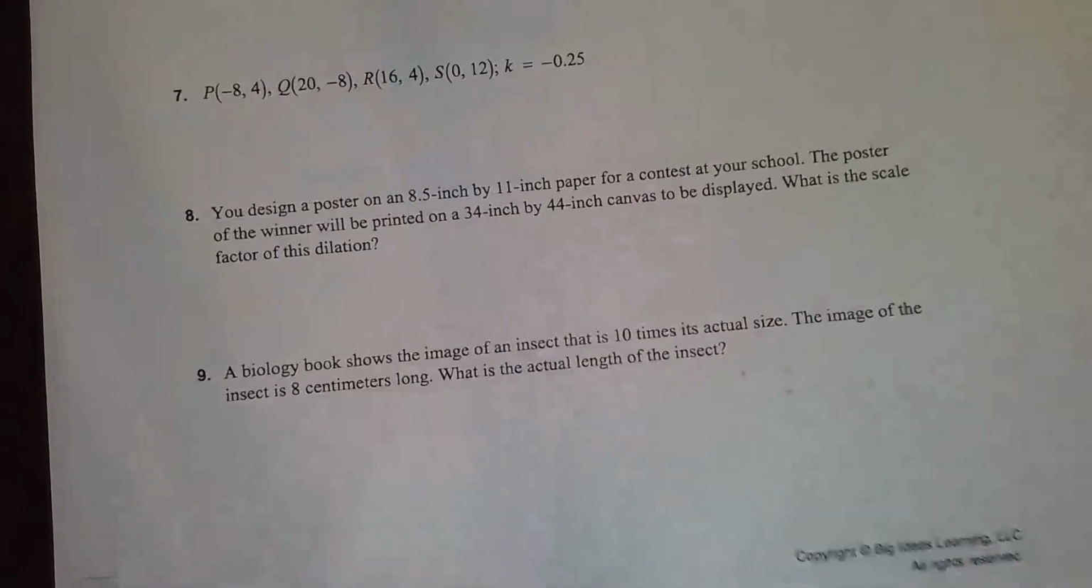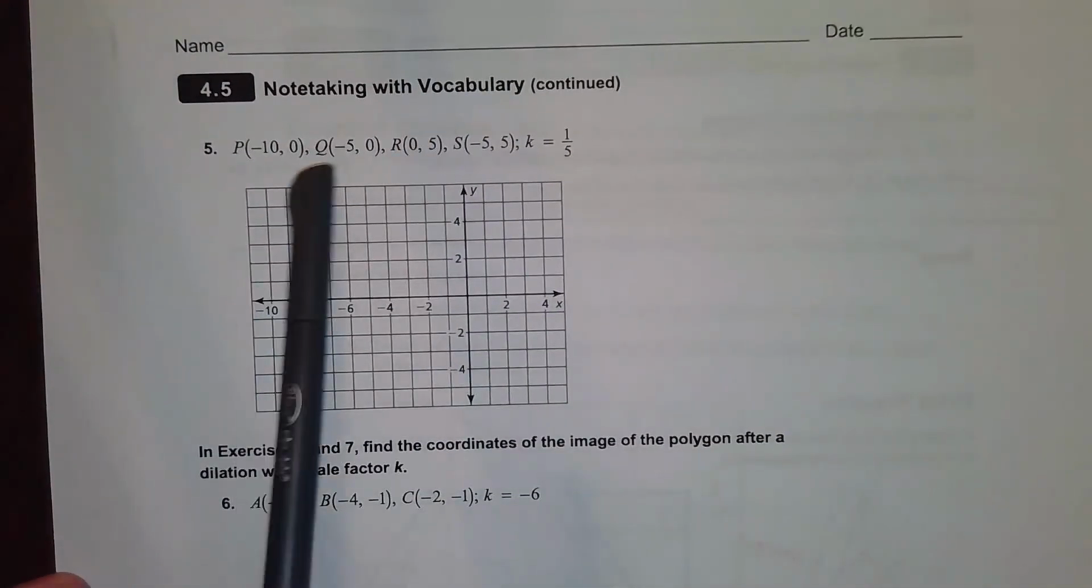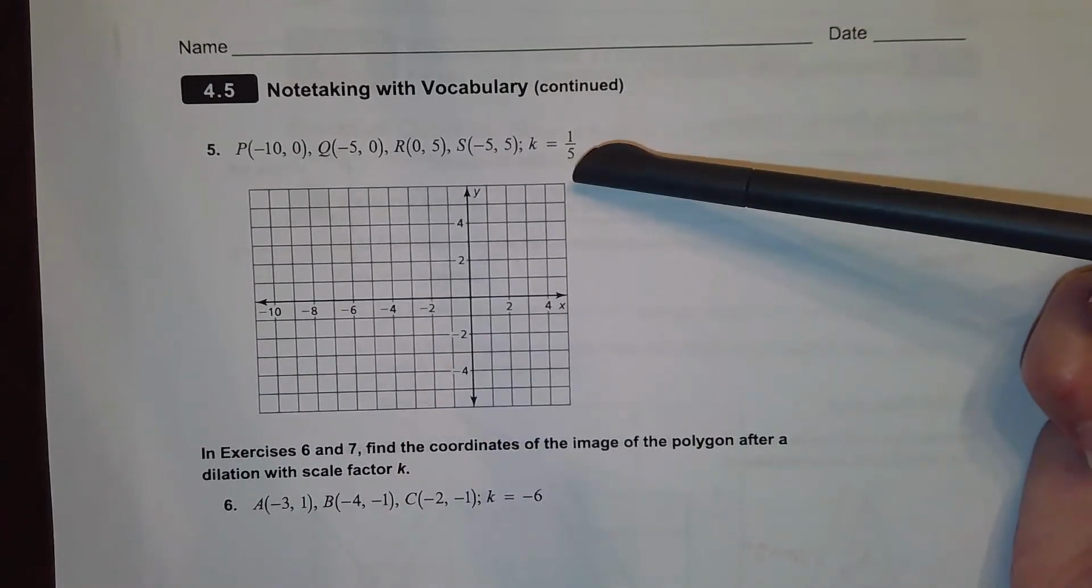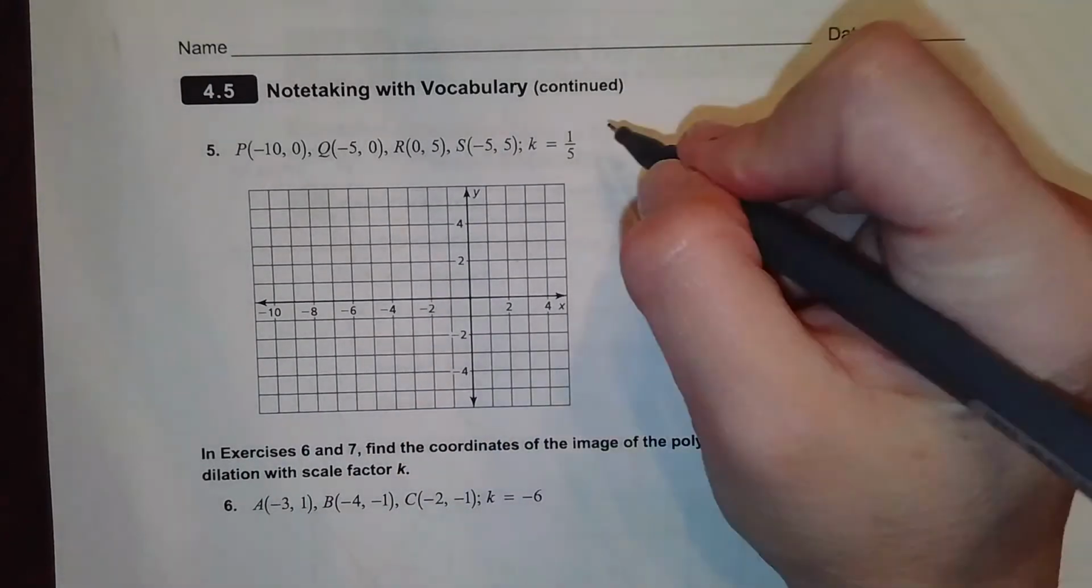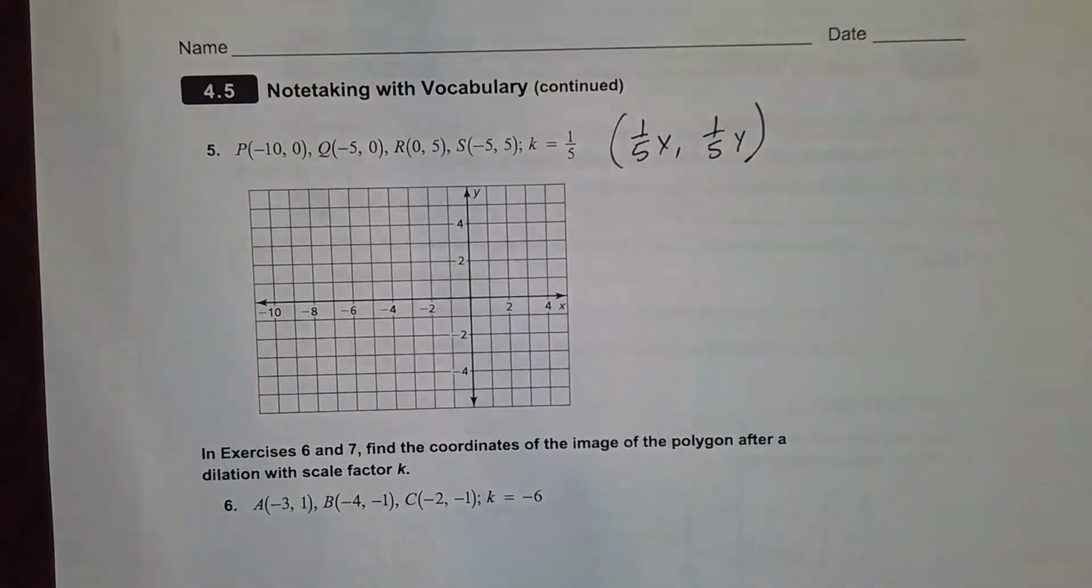What I would like you to do is on the next page. Again, I went through number 4. Number 5 is very similar. It looks like there's 4 points, so you're probably going to have some sort of quadrilateral, and then you have a scale factor here. Remember that another way of writing this rule would be that you're multiplying both your x's and your y's by that scale factor. So I'll have you guys try number 5.